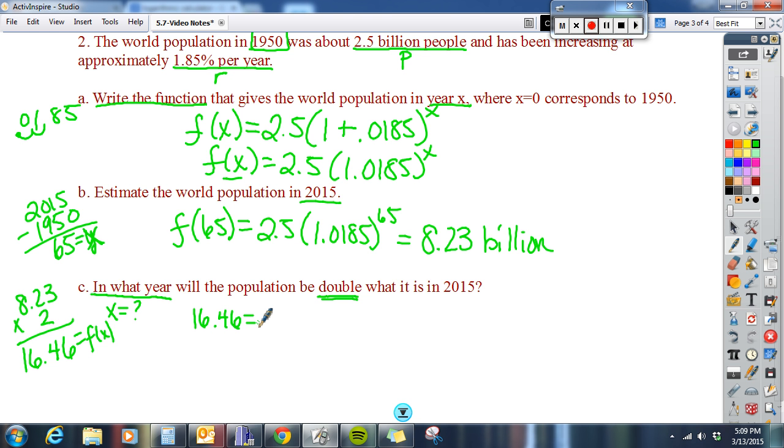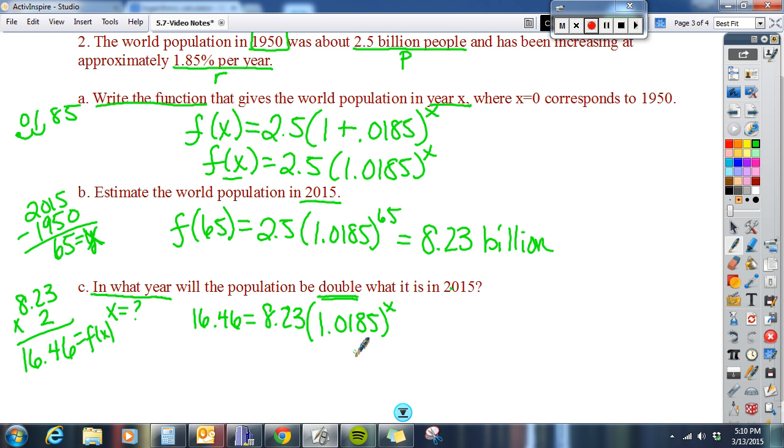and so you can use two different things here. Double what it is in 2015, and so I'm going to use my initial value here as what it is in 2015. So I'm going to put an 8.23 here, okay? You could plug in 2.5 and you'll get the same answer. You'll just have to do a different thing in the end, and so I'll sort of go through that. So I'm using 8.23 because this starts in 2015. All right, so this rate and all that, those are the same. So it's 1.0185 to the x.